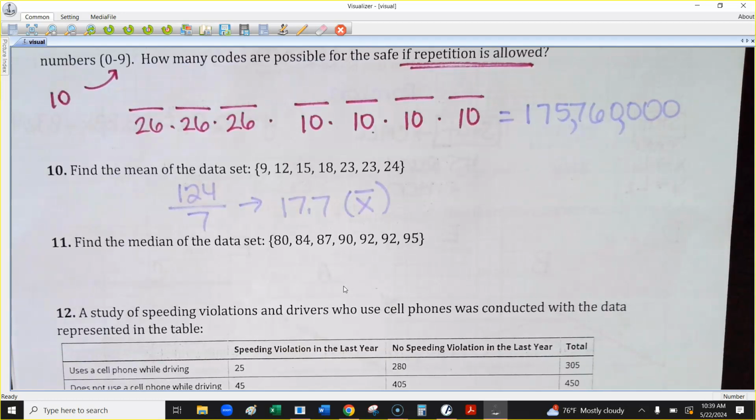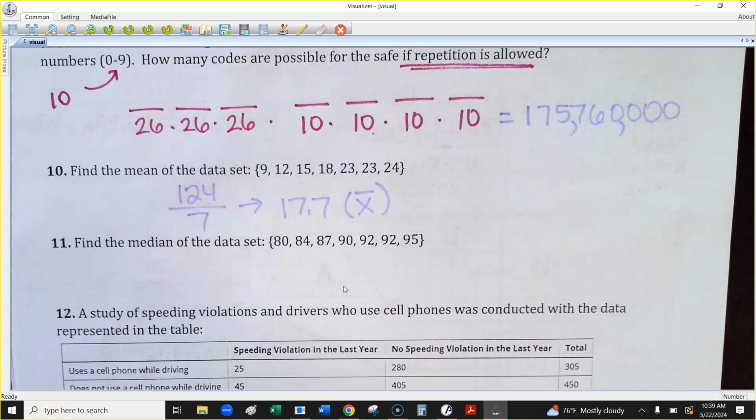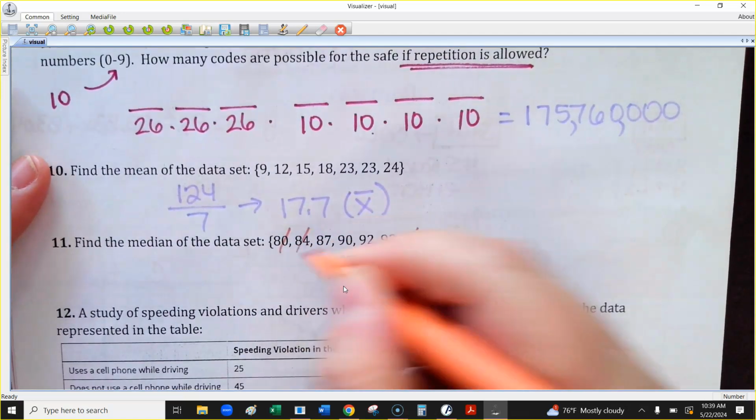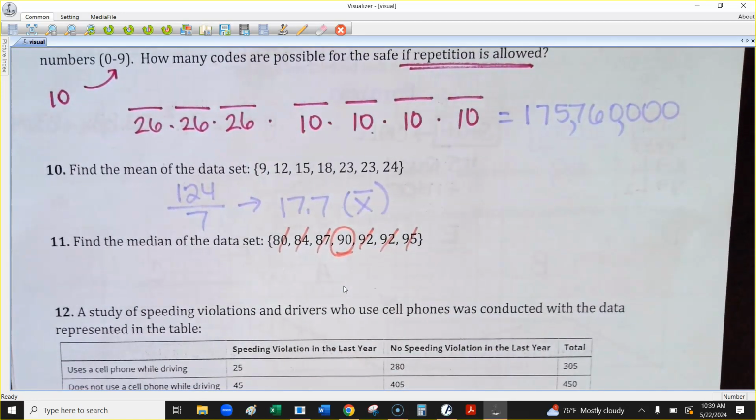The median, this will be super easy. I'm just going to cut off numbers on either end to get to the middle. So just 1 on each end. And in this case, I have an odd number of data values, so the median is right in the middle there. It's going to be 90.